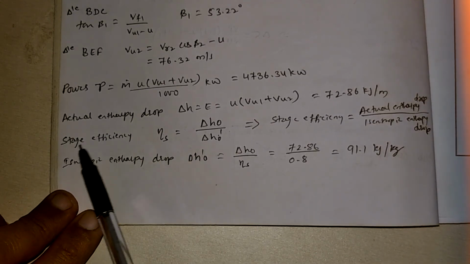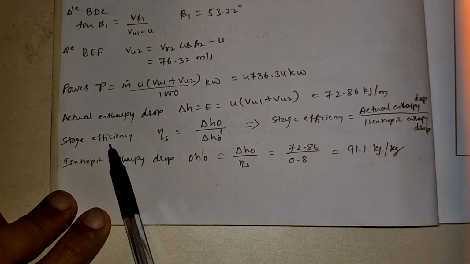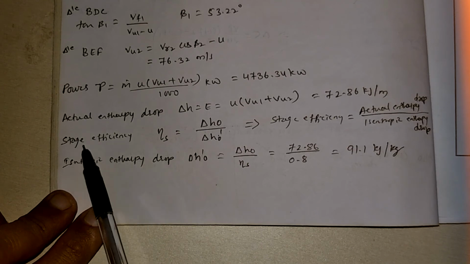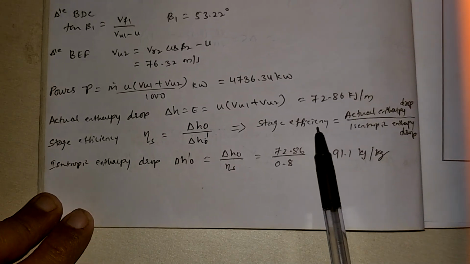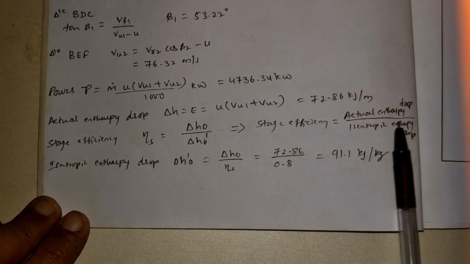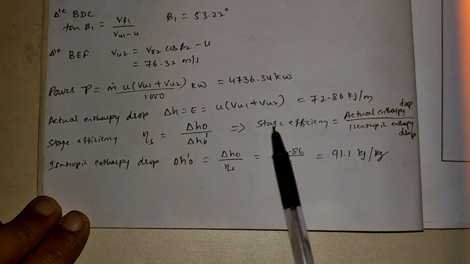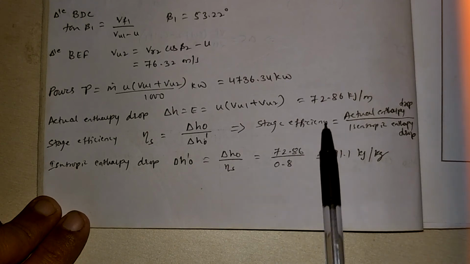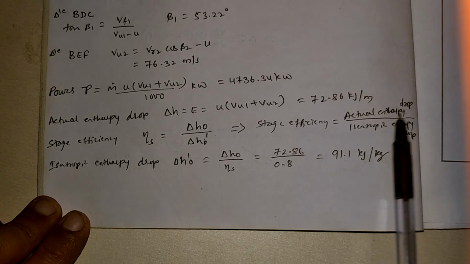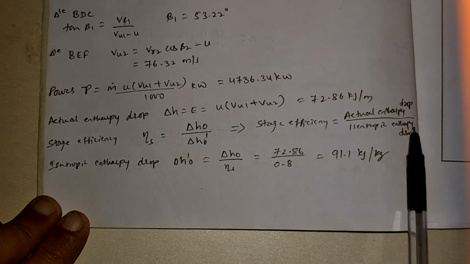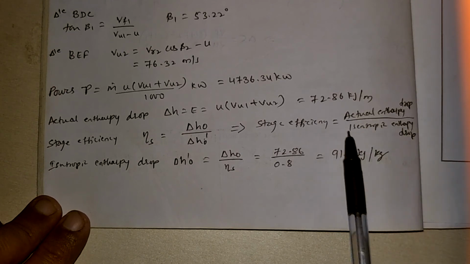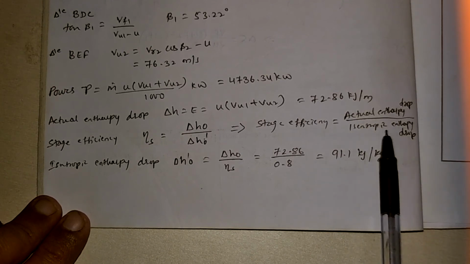Now stage efficiency. So stage efficiency value is given in the problem, that is 0.8. Stage efficiency is equal to actual enthalpy drop divided by isentropic enthalpy drop, right? So this 0.8 is equal to actual enthalpy drop divided by isentropic enthalpy drop. In the problem we need to calculate the isentropic enthalpy drop, this denominator part.